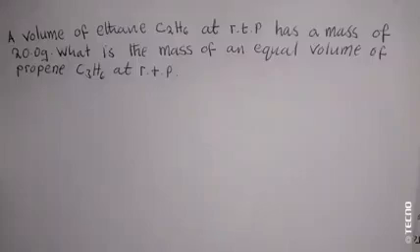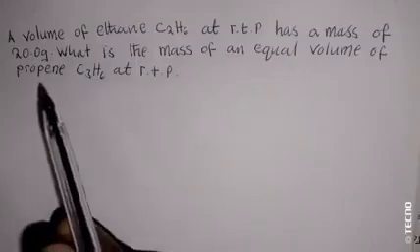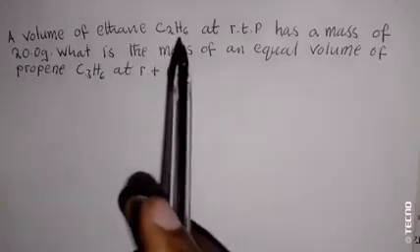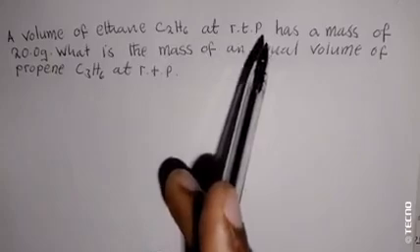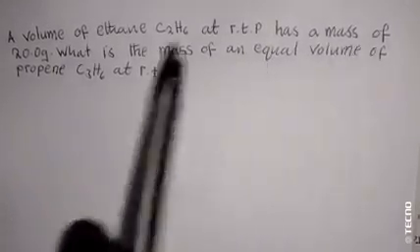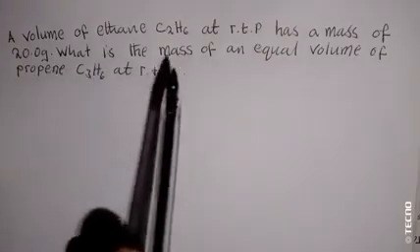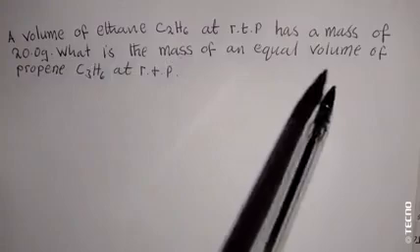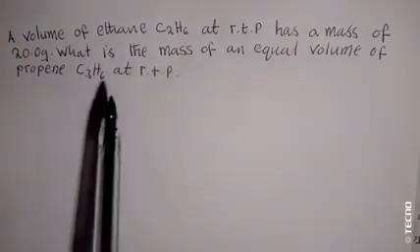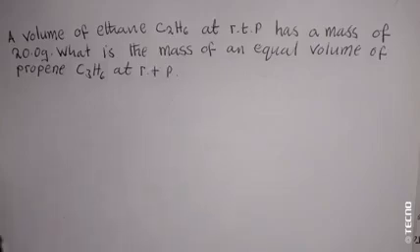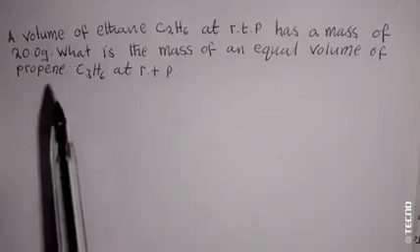Here with me I've got this chemistry question. This one gives a volume of ethane, C2H6, at RTP, with a mass of 20 gram. What is the mass of an equal volume of propene? This one is also at RTP. So here they want the mass of propene.